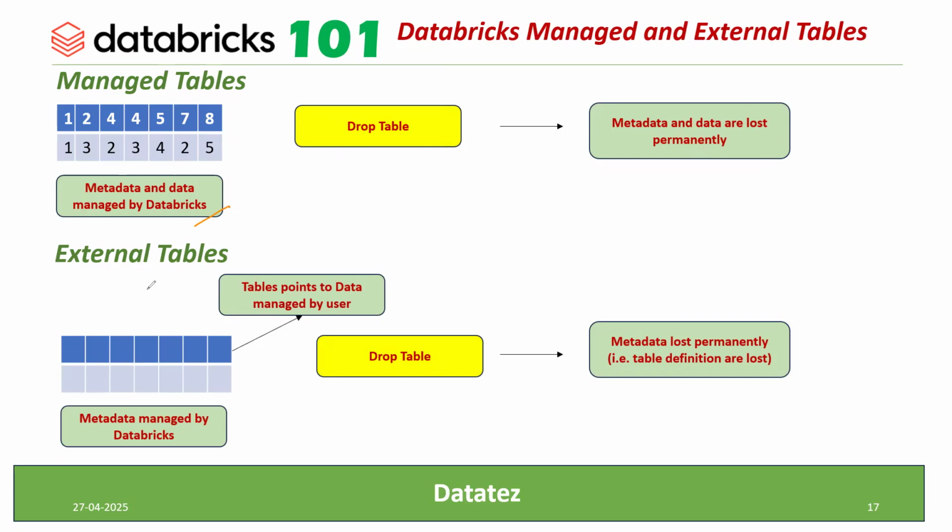The other kind of table is the external table. In case of an external table, only the metadata is managed by Databricks, and the table will be pointing to some data managed by the user. If you drop the external table, we are going to lose just the metadata. Data will still be intact. And if you would like to create the table again, just execute the table definition and your table will be back. Let us see this in action.